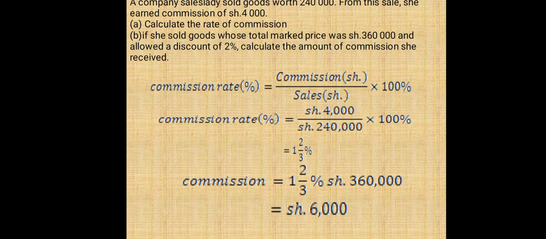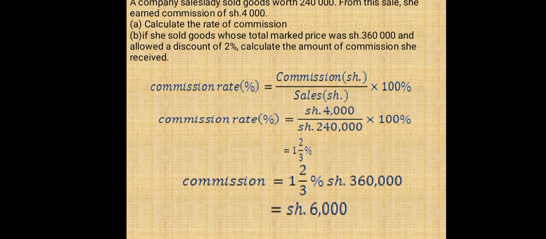A company sales lady sold goods worth 240,000 shillings. From this sale, she earned a commission of 4,000. A. Calculate the rate of commission. B. If she sold goods whose market price was 360,000 and allowed a discount of 2%, calculate the amount of commission she received.